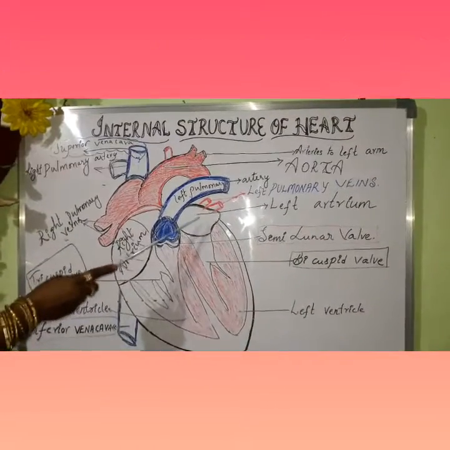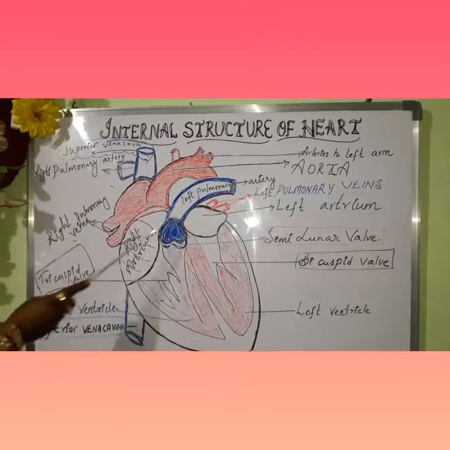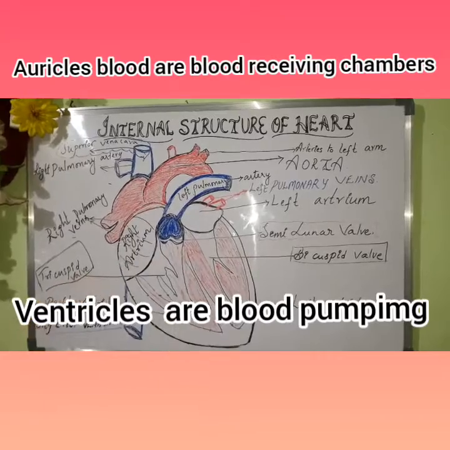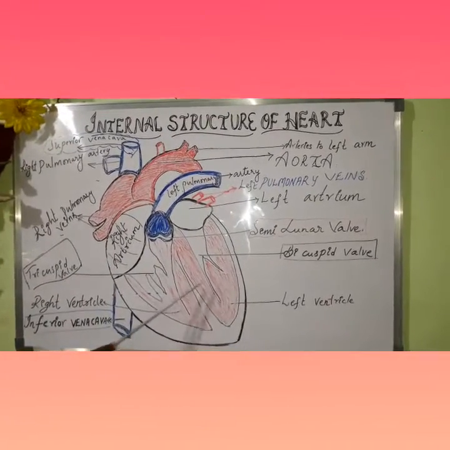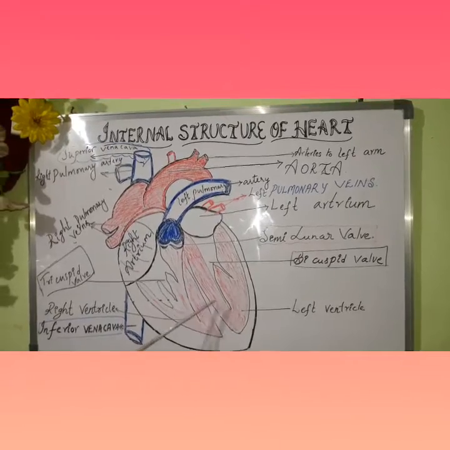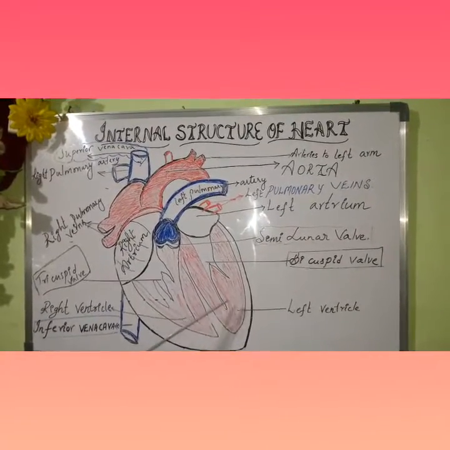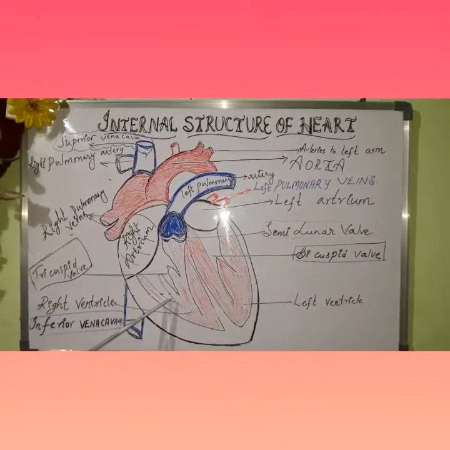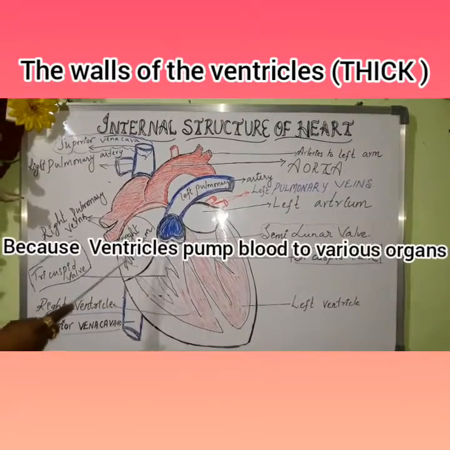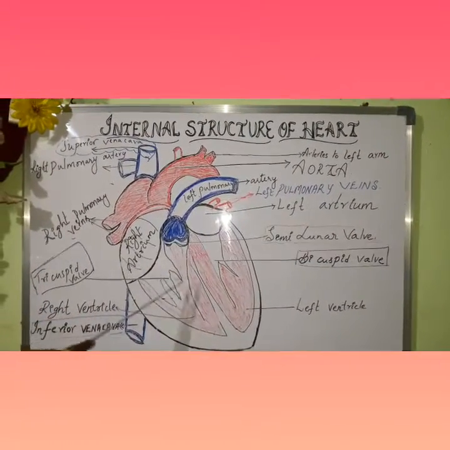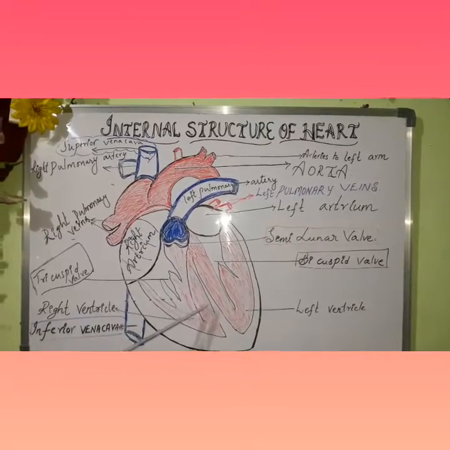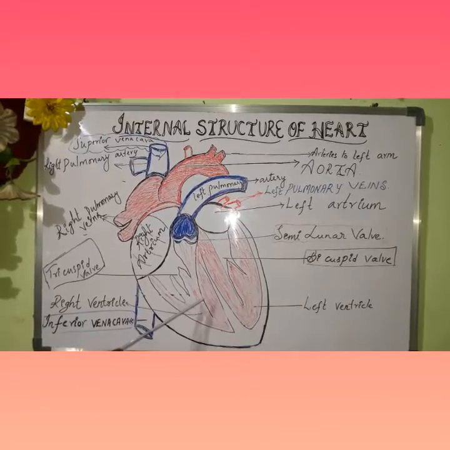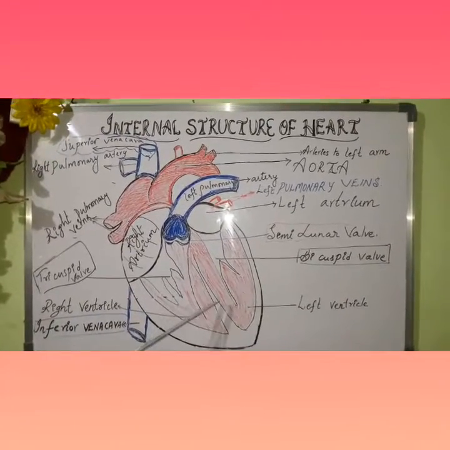We can see here on the upper side, that is the anterior region, the two auricles are present. They are blood receiving chambers. And the ones down below, that is the posterior ones, we call ventricles. They are blood pumping chambers. The walls of the ventricles are thicker than the auricles, that is thicker than the atria, because they do a lot of work. They have to pump the blood to the various organs, hence they need more pressure.